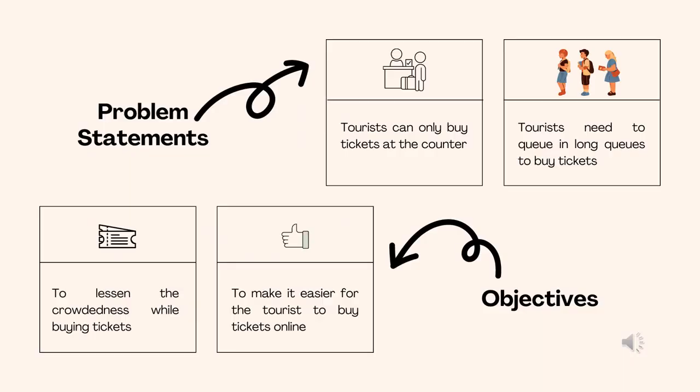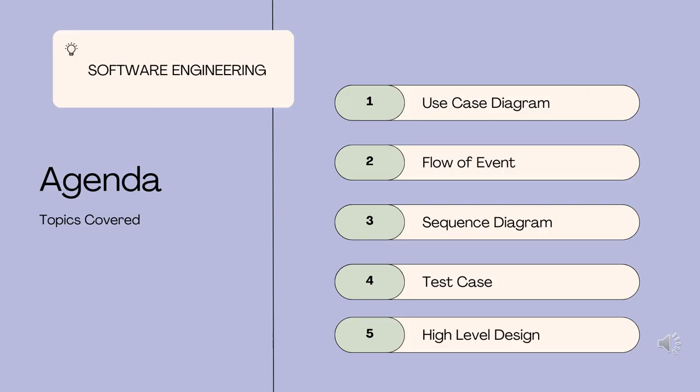There are two problem statements in this project, which are tourists can only buy tickets at the counter and tourists need to queue in long queues to buy the tickets. The objectives of the project are to lessen the crowdedness while buying tickets and to make it easier for the tourists to buy the tickets online. The topics covered in this presentation are use case diagram, flow of events, sequence diagram, test case, and high-level design.